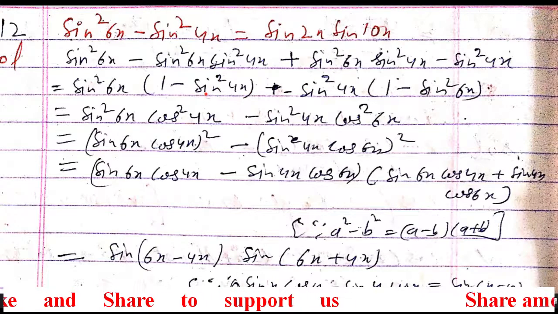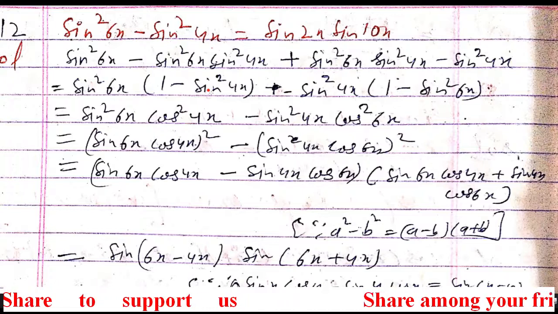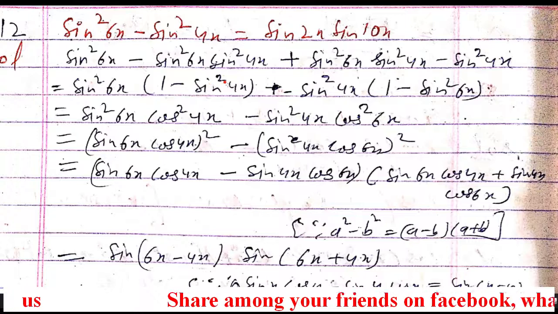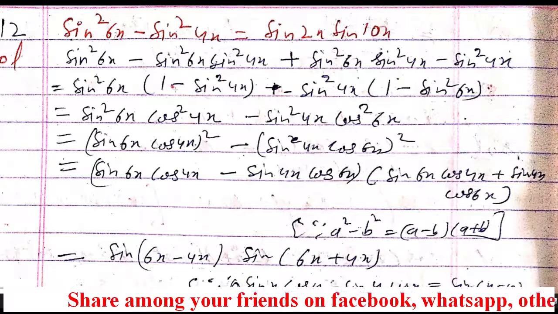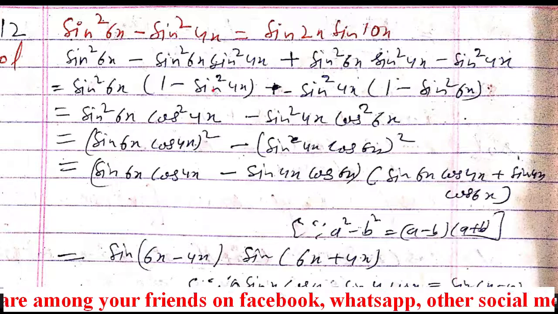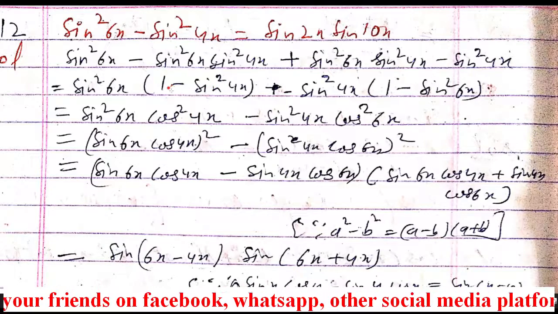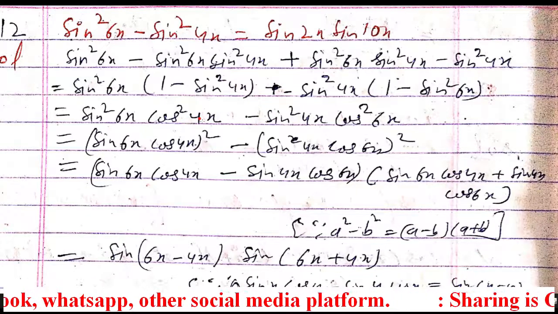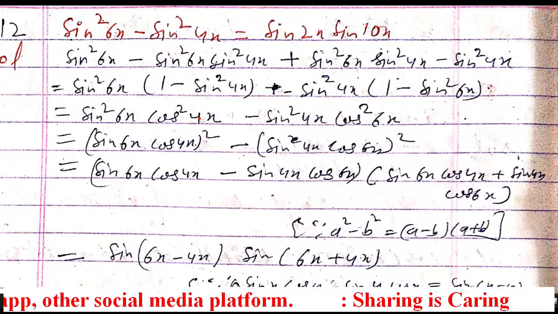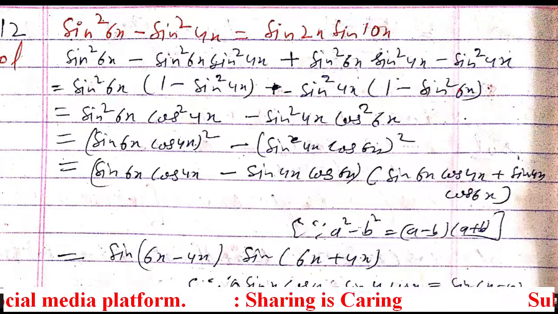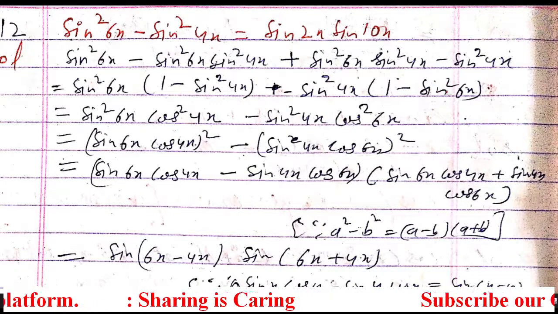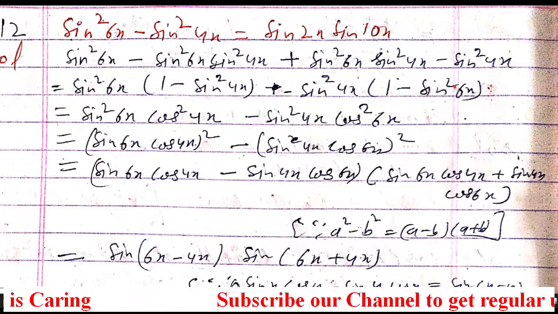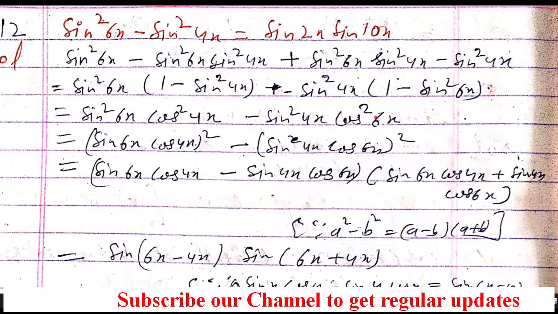From 10th class we had done one identity, that is sine square theta plus cos square theta equal to 1. Now from there, 1 minus sine square theta is the formula of cos square theta. I am repeating, 1 minus sine square theta is the formula of cos square theta. That's why 1 minus sine square 4x will be replaced by cos square 4x with the help of sine square theta plus cos square theta equal to 1. In the same way, 1 minus sine square 6x will be replaced by cos square 6x, because students, 1 minus sine square theta is cos square theta from the 10th class identity.